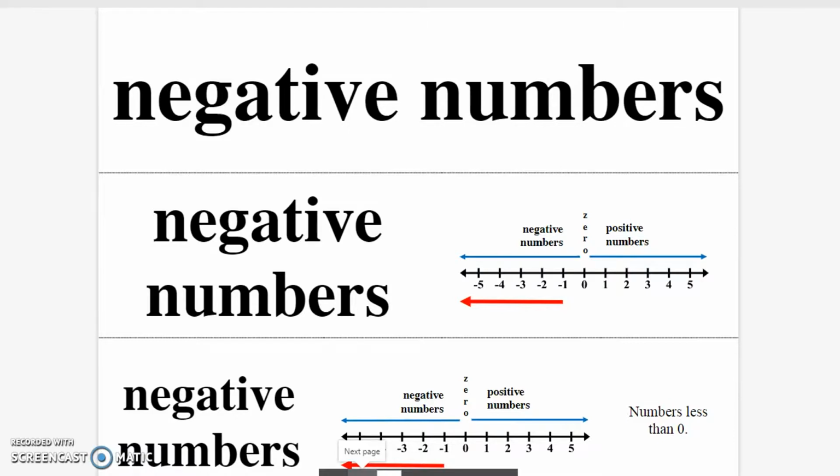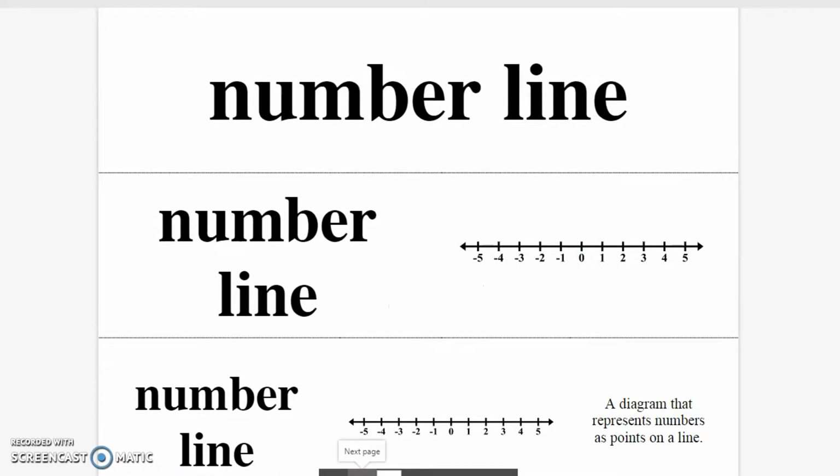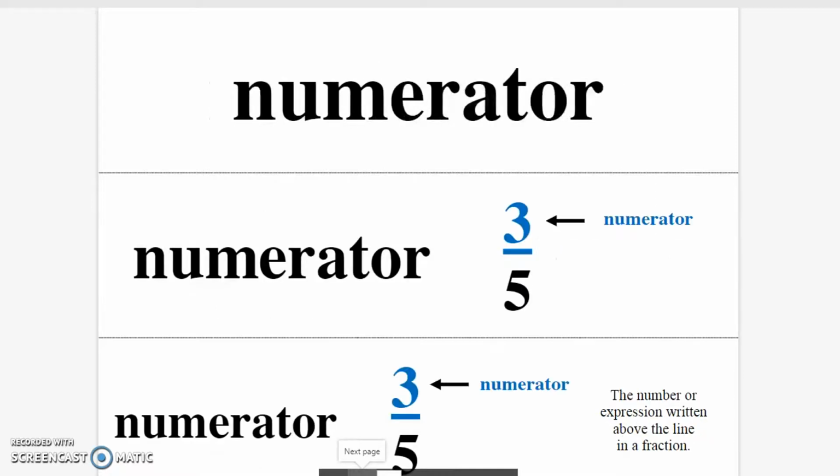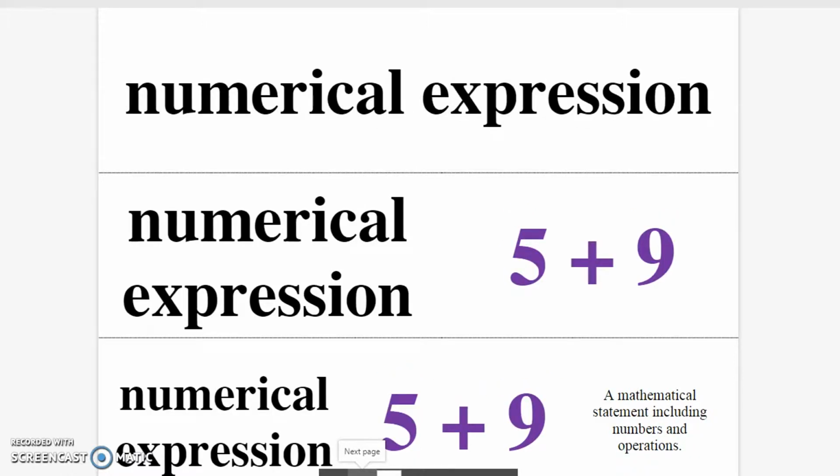Negative numbers. Numbers that are less than 0. Number line. A diagram that represents numbers as points on a line. Numerator. The number or expression written above the line in a fraction. Numerical expression. A mathematical statement including numbers and operations.